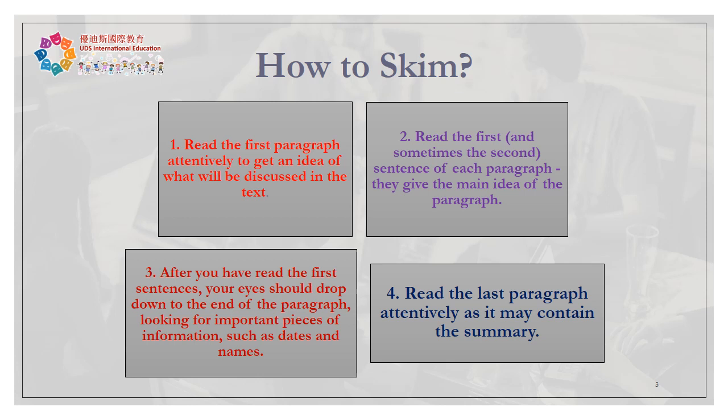Okay, so the last skill. Read the last paragraph attentively as it may contain the summary. So the first paragraph and the last paragraph, you need to read them in detail. For each paragraph, you just read the first line, the topic sentence, and then try to skim through the rest of the paragraph, highlight the main key points. So there are four major skills here.